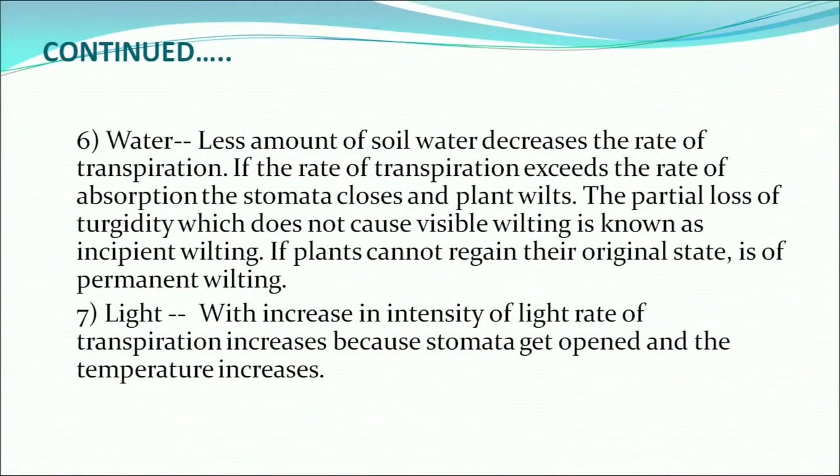If the rate of transpiration exceeds the rate of absorption, the stomata close and the plant wilts. So, two types of wilting are there. One is incipient wilting, the partial loss of turgidity which does not cause visible wilting. And if the plants cannot regain their original state, that is permanent wilting. Light also plays an important role, like with increase in light intensity, the rate of transpiration increases because stomata get opened and the temperature increases.